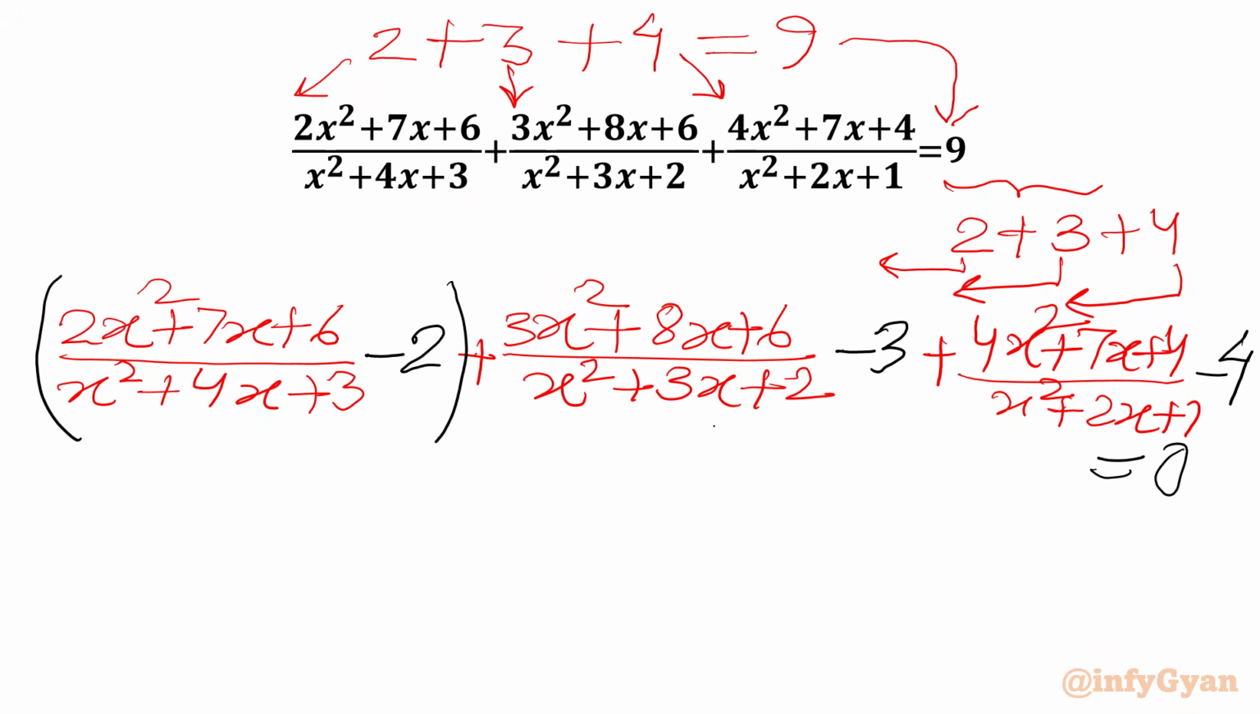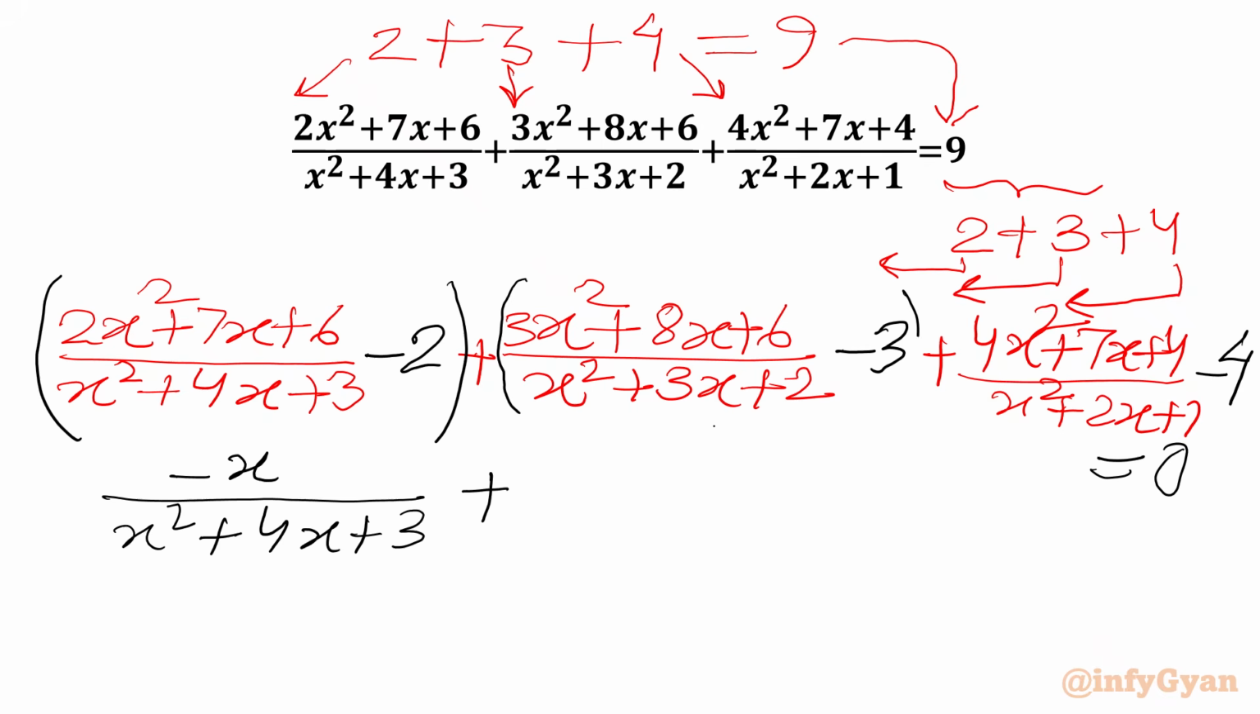Now we can take LCM over here. So 2x square plus 7x plus 6 minus 2x square minus 8x minus 6. It will be left with 7x minus 8x, which is minus x, over x square plus 4x plus 3, plus, again we will take LCM over here. So 3x square plus 8x plus 6 minus 3x square minus 9x minus 6. We will get minus x once again.